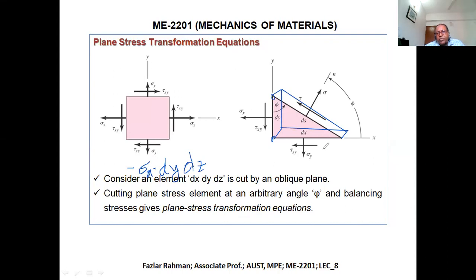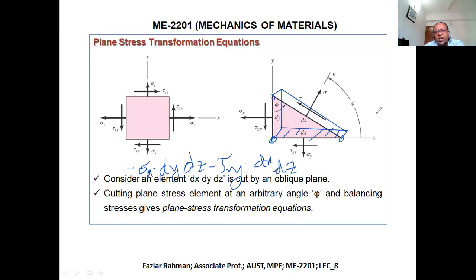At the bottom, sigma y is working downward. We are not taking that. We have to take the force working along the x-axis. So tau is working in the negative x-axis, so minus tau xy. Now, what is this area? This area: the distance from here to here is dx, so dx into thickness dz. This is the area. Okay.